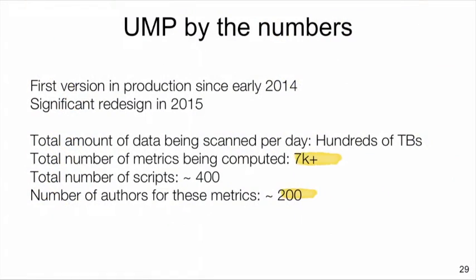So, a quick roundup of the UMP by the numbers. Again, some of these are constantly going up, so this is probably accurate as of a few months ago. Every day there are hundreds of terabytes being computed over. We have over 7,000 metrics, each metric being cut by tens or hundreds of dimensions, hundreds of scripts written by hundreds of different folks within the organization, and a relatively small team of half a dozen engineers and operations folks who keep this pipeline running.